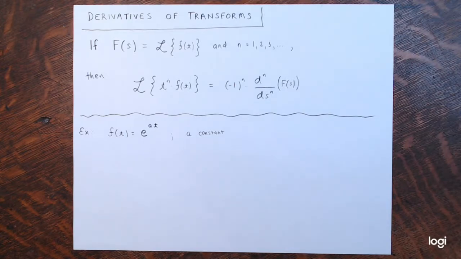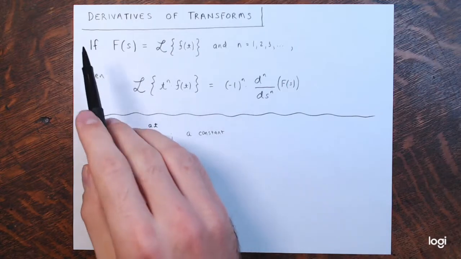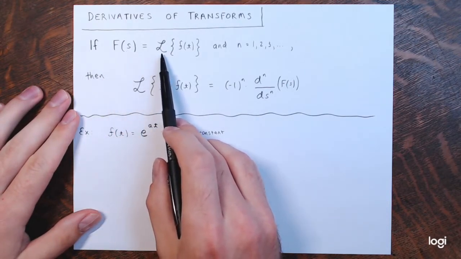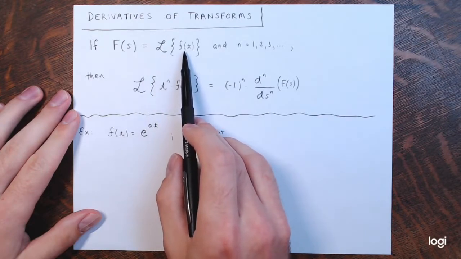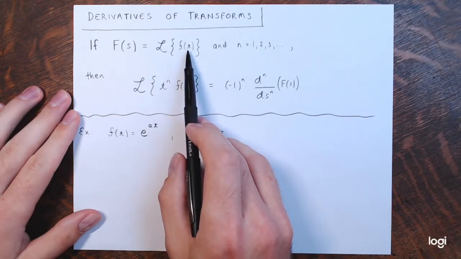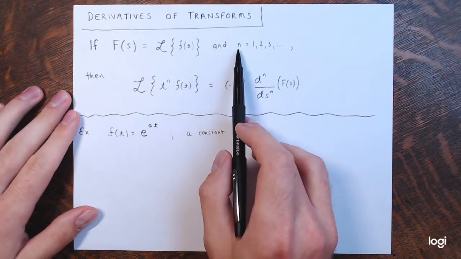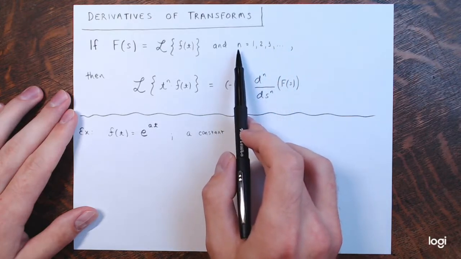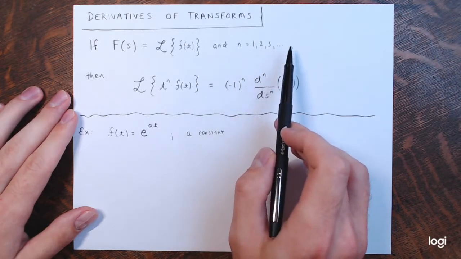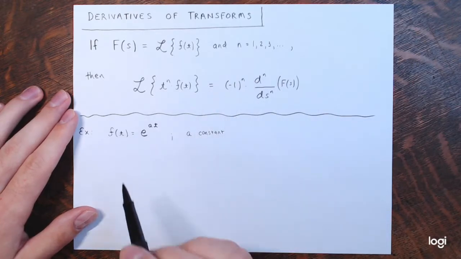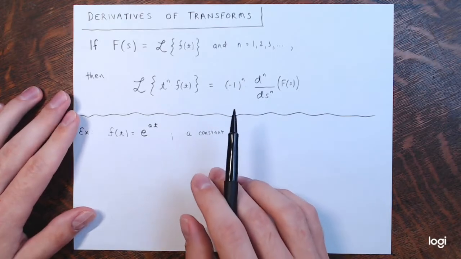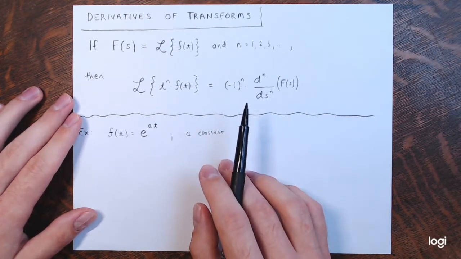So first, let me get into the rule here. Suppose capital F of s is the Laplace transform of some function of t, f of t. And n is going to represent some positive integer. So lowercase n will represent 1, 2, 3, 4, 5, etc. Then the following, and you could pretty easily verify this using the definition of the Laplace transform.